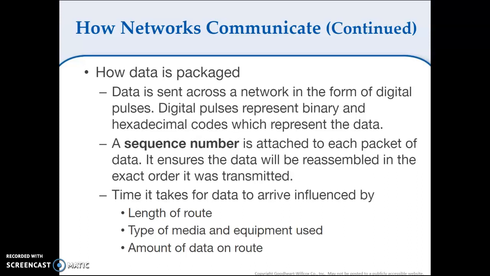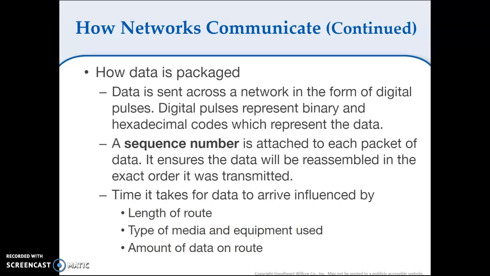A sequence number is attached to each packet of the data. It ensures the data will be reassembled in the exact order it was transmitted, which means that data is not transmitted in the order that it needs to be received. It's going to be all jumbled up, and then the packet numbers will allow the receiving node to order the data as it was received so that it can be deciphered.